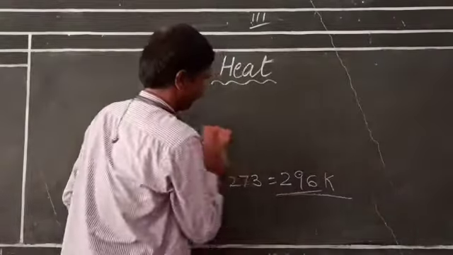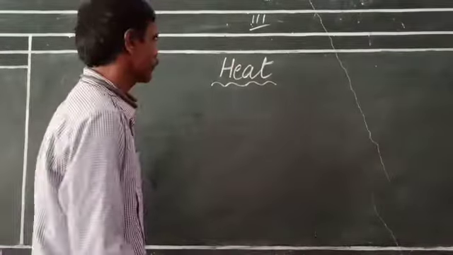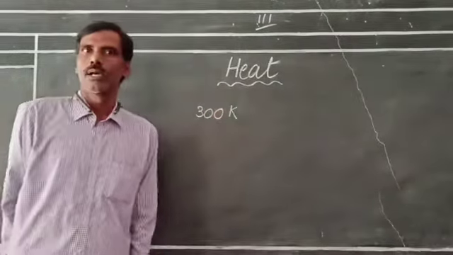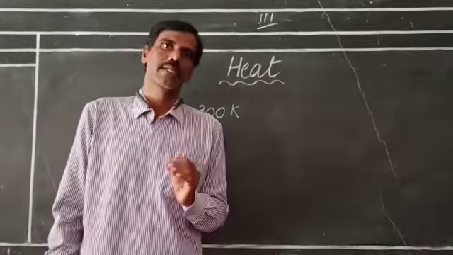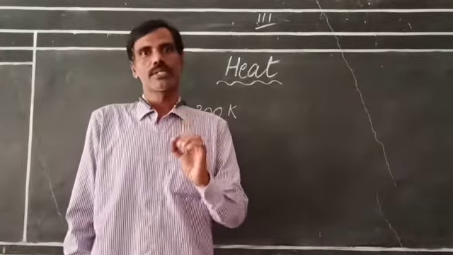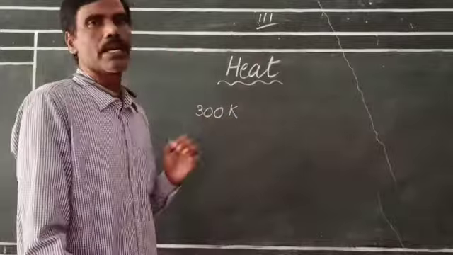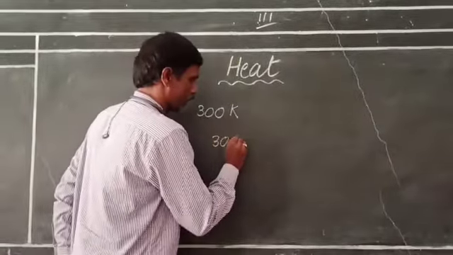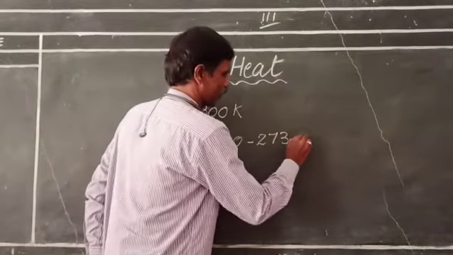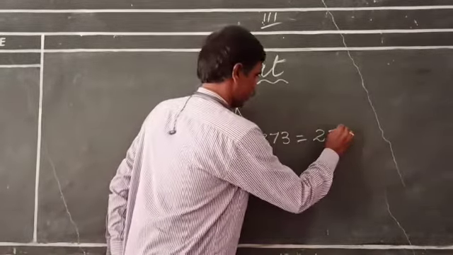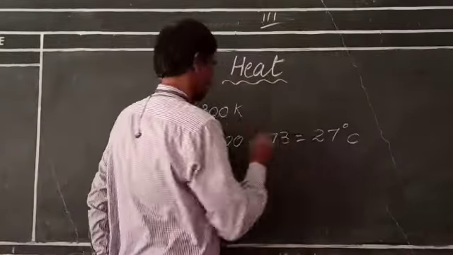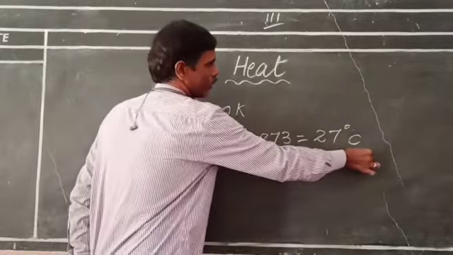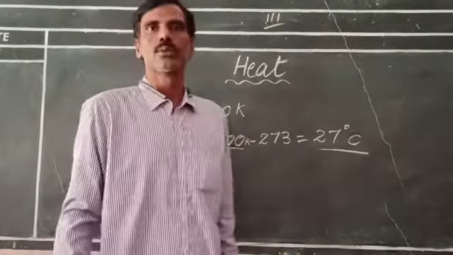Let us see with one example. Here, suppose 300 K is given. Now to convert into degrees Celsius, we need to subtract 273 from 300 K to get the degrees Celsius. For example, 300 minus 273 is equal to 27 degrees Celsius. So 300 K can be converted into degrees Celsius by subtracting 273.